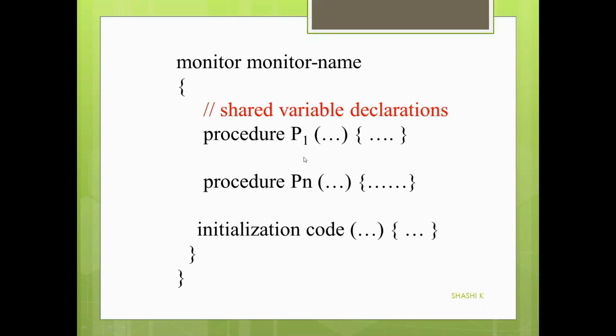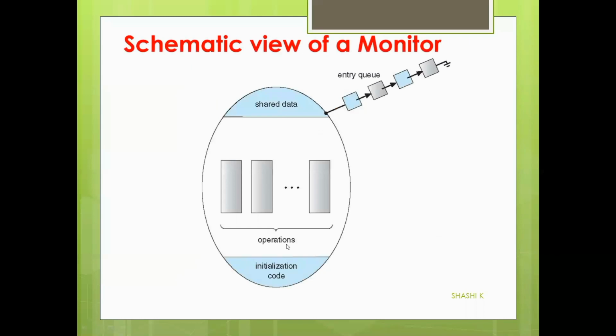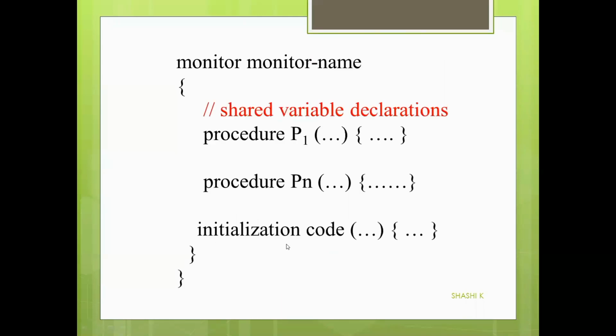And inside the monitor, you will have a set of shared variable declarations. These shared variables are the shared data which is going to be shared among many processes. And this is actually followed by a set of procedures. Through these procedures only we can access the shared variables, and that may be followed by some initialization code where we can initialize the variables. Okay, this is the syntactic view of a monitor. The syntactic view of a monitor consists of private data, private variables, procedures, and the initialization code declared inside the monitor.